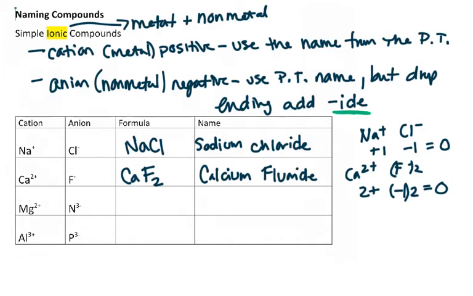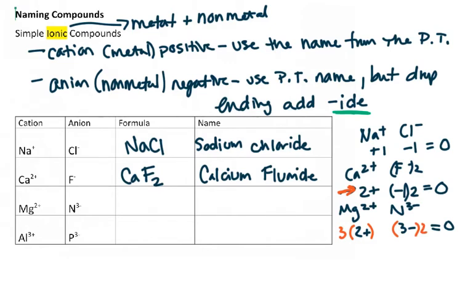Next is magnesium, which is a 2+, and nitrogen, which is a 3-. So I have 2+ and 3-. So those definitely don't equal 0. Because in calcium, I could just multiply one of them to get the other one. There's no way I can multiply 3 to get 2. There's no way I can multiply 2 to get 3. So what I actually need to do is multiply them both. So I'm going to think about what is their lowest common denominator. And it's 6. That means I'm going to multiply magnesium by 3, and I'm going to multiply nitrogen by 2.